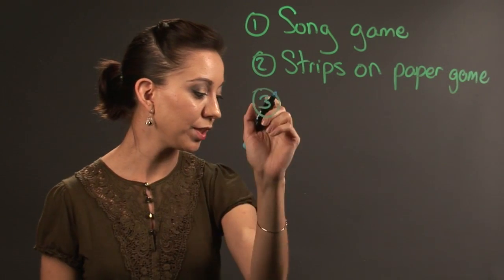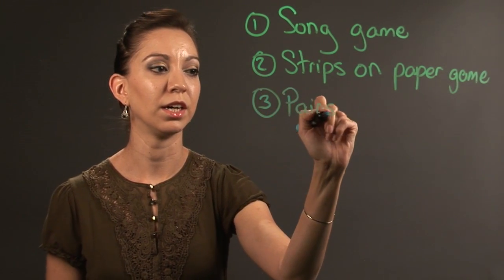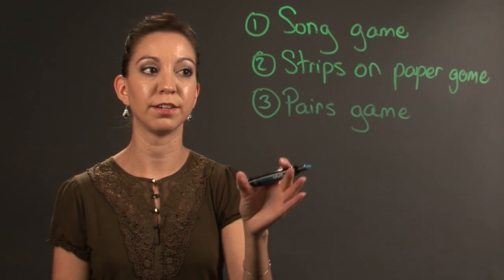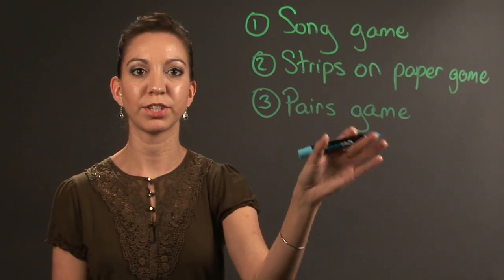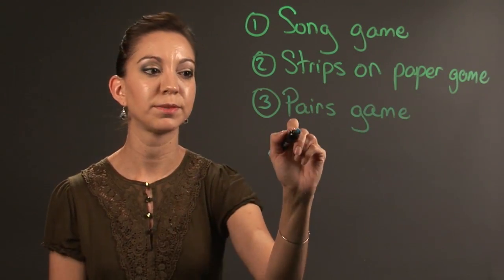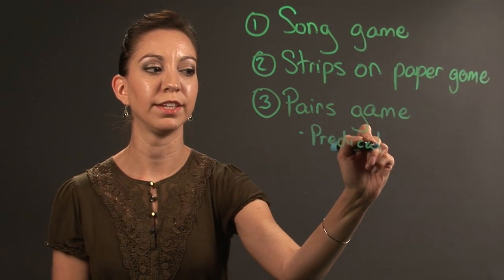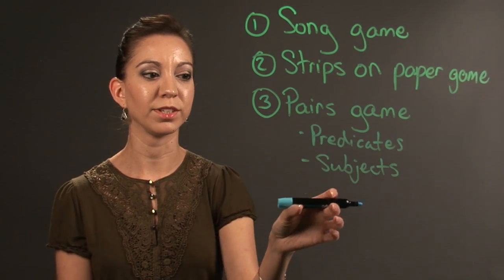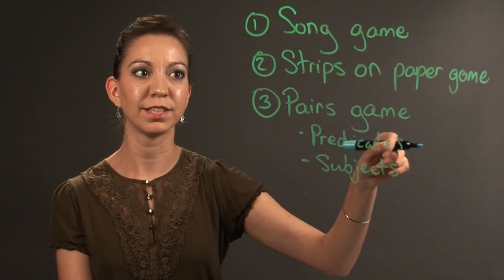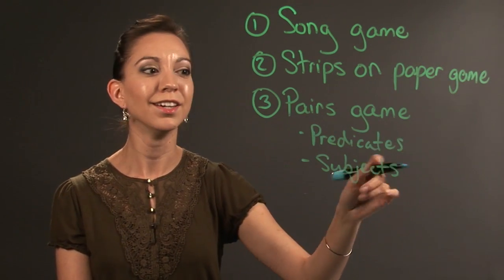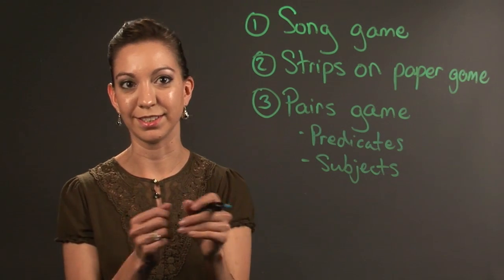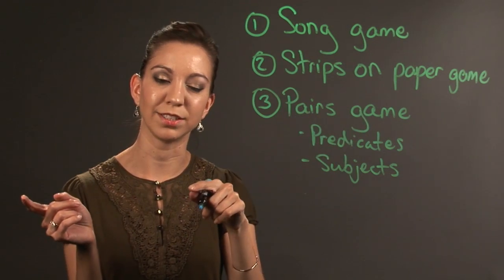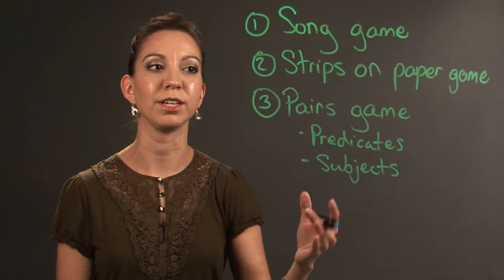Finally, the last thing you can do is the pairs game. The pairs game is very similar to the strips on paper game. Instead of independent clauses and fragments, the pairs game has them partner up and do predicates on one strip and subjects on another. So if you have one strip of paper that says the dog, and other strips of paper that say smells like spaghetti, have them walk around and try to match up sentences and make silly sentences together. Whereas this one is just subjects and predicates joined together, the strips on paper game has independent clauses with usually dependent clauses, things that need something to be complete.